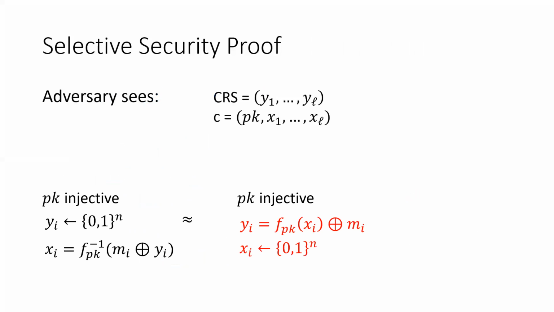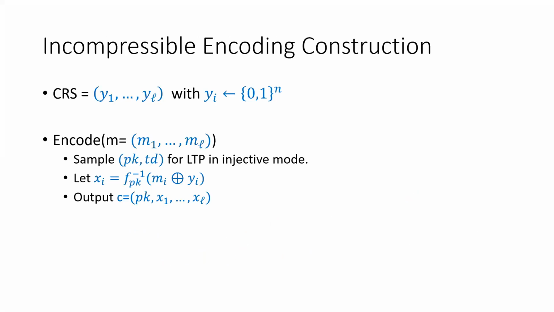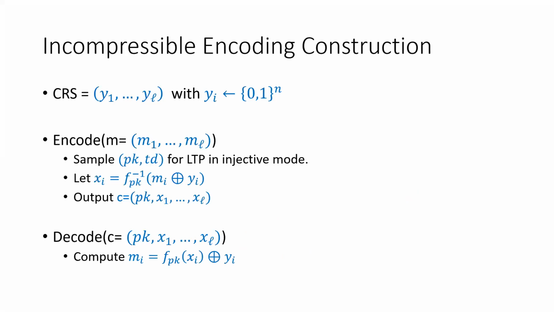Daniel, I do have a question. Is there a reason why the XOR happens inside of F and not outside? I could have chosen X_i to be F inverse of Y XOR M. Is there a reason not to go that way? I don't see a good difference between those two constructions.